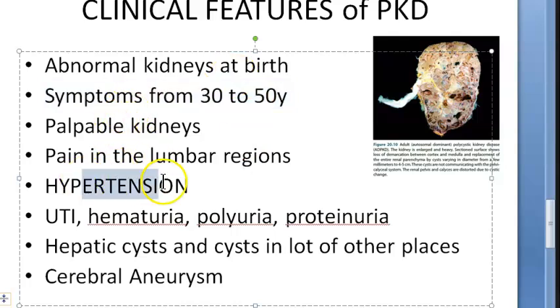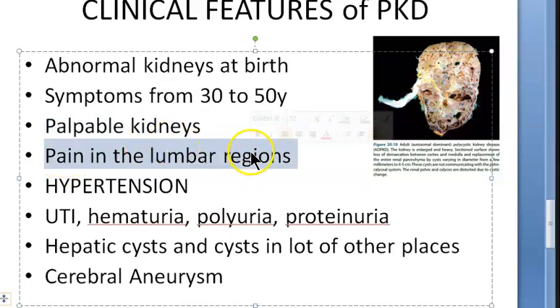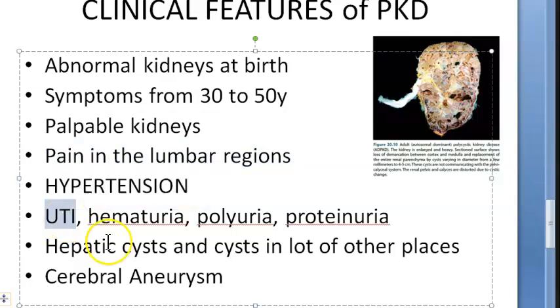Remember, he has hypertension. Does he have palpable kidneys? Yes, he has very enlarged palpable kidneys. Does he have pain? Not yet. No, our patient doesn't have pain yet. UTI? No, he doesn't have UTI. Hematuria? No. Yeah, our patient doesn't have at least. Polyuria, proteinuria? No, again, none of these are there in our patient. He's come early, so we will treat him.